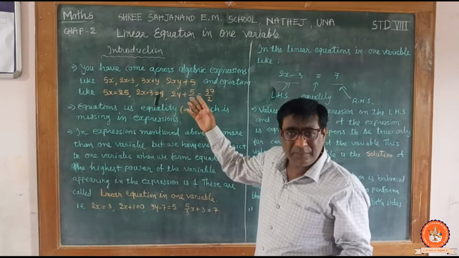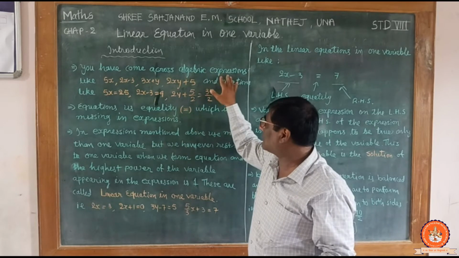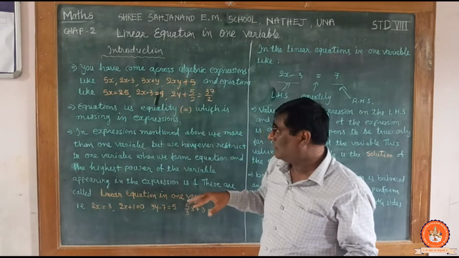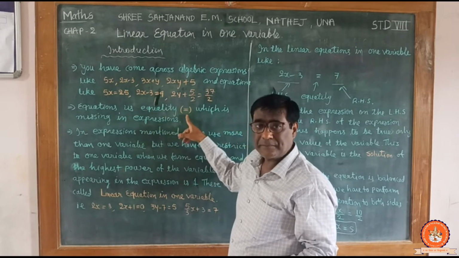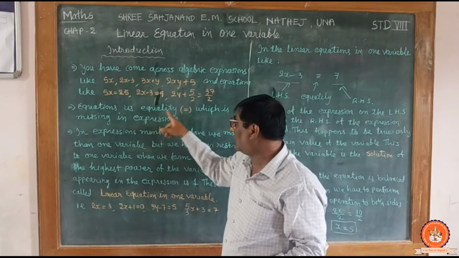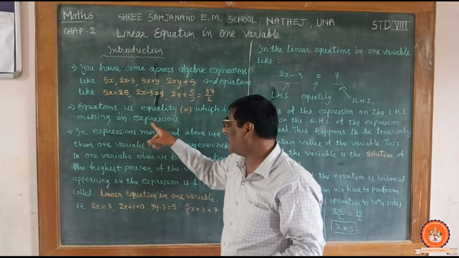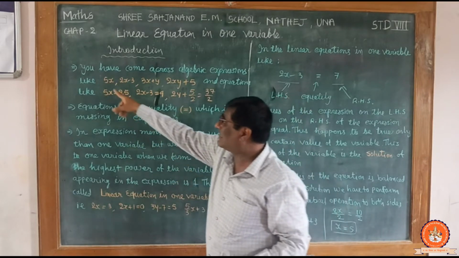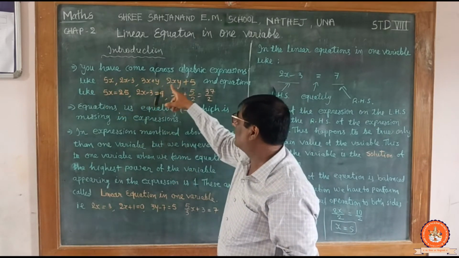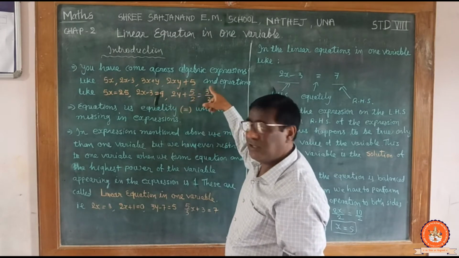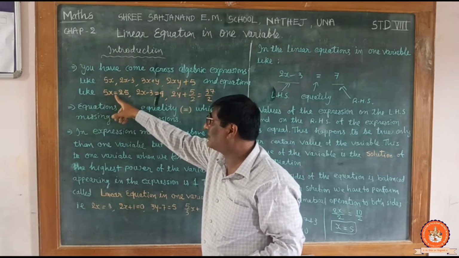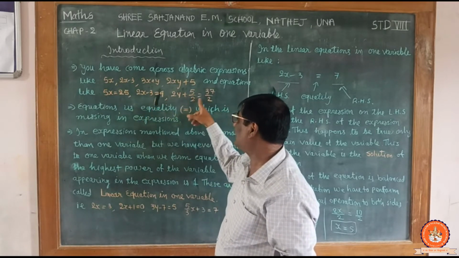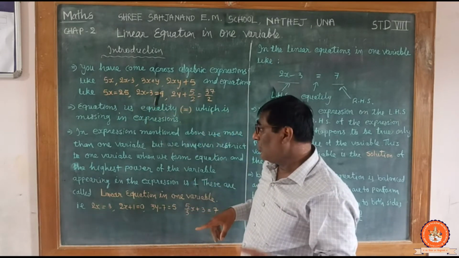Now what is the difference between algebraic expressions and equations? Look at it. Equations use equality sign, which is missing in expressions. These are the examples of expressions. You cannot see equality sign, but here equality signs are used.